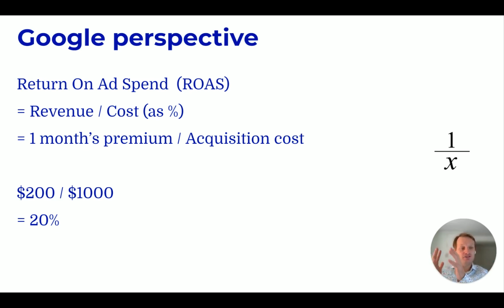So a P factor of 5, if you recalculate it from Google's perspective, the ROAS that you need for a P factor of 5 is 20%. Now, for the smart math people in the call, it's the inverse of the P factor. So what we want is we want 20% return on investment.